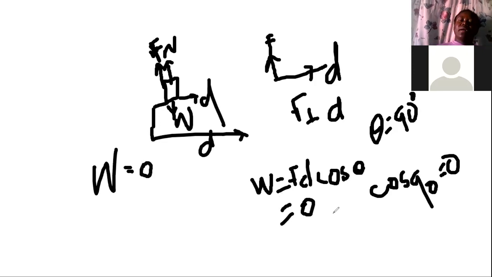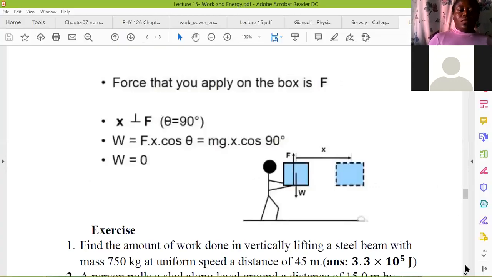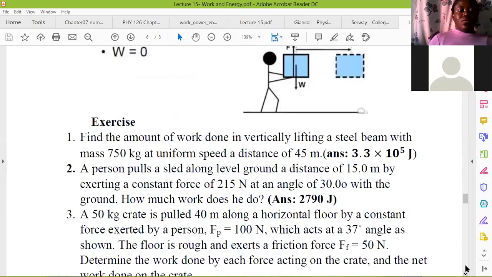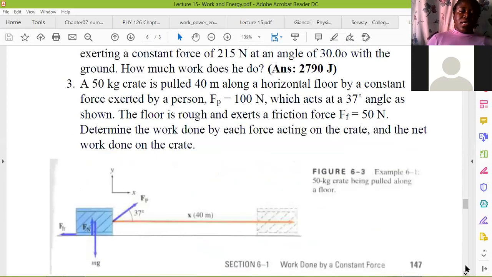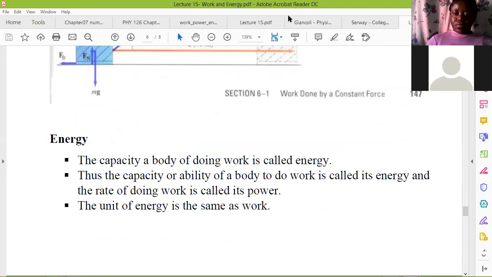Without even going through the calculations, as I've said, if the force is perpendicular to the displacement, then there is no work done to an object due to that perpendicular force. Okay, so these are just the exercises to go through. You can go through these exercises, and it will help you to understand, unless you have questions before we go through.